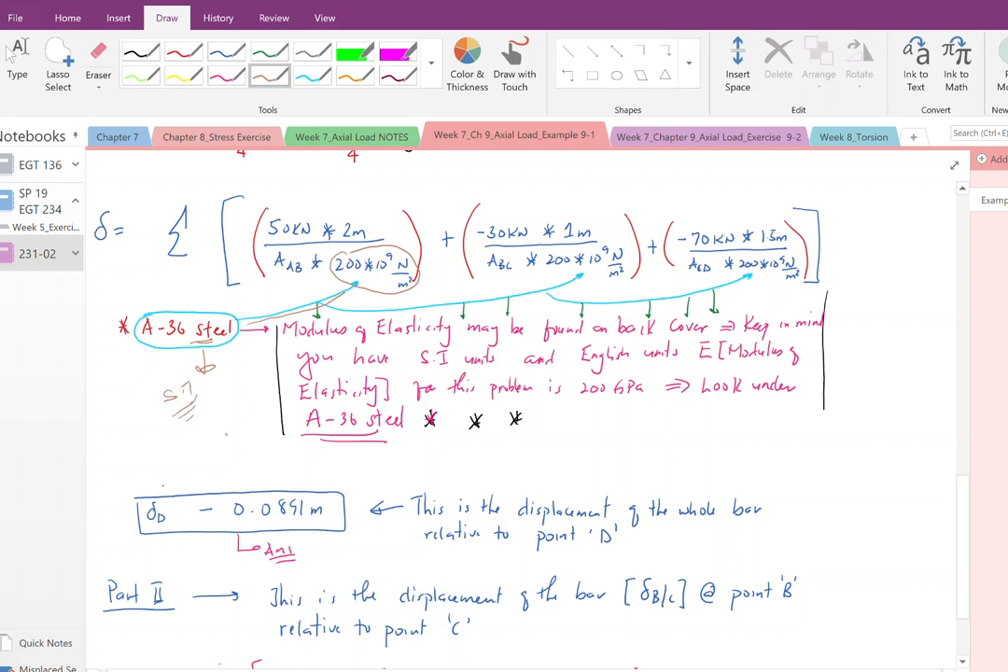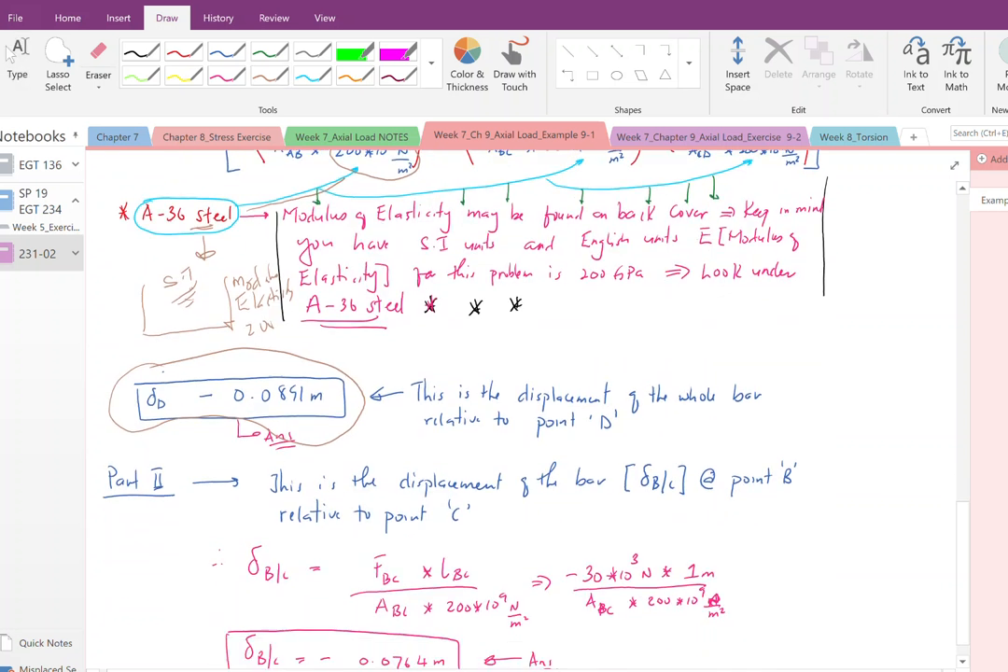Once you find this, along this column, go across, and you will look under modulus of elasticity, and you'll see 200 GPa. G stands for 10 to the 9. It's giga. So now, once we have the information, we do the math, and we get our displacement at point D to be negative 0.0891 meters.